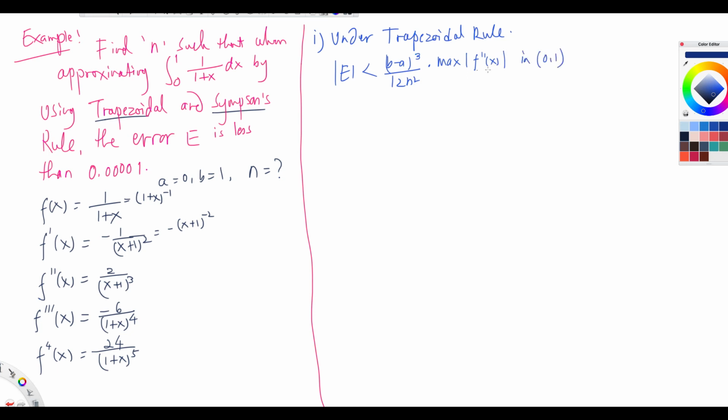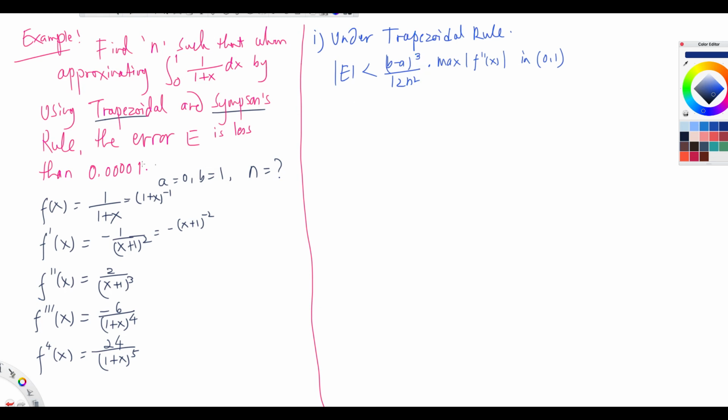So what will be the maximum of f double prime? What is f double prime? 2 over x plus 1 cubed, right? So if you graph this function, the maximum value of that will be 2. Okay, that value will be 2. So that can be written as, so the error is less than that, right?